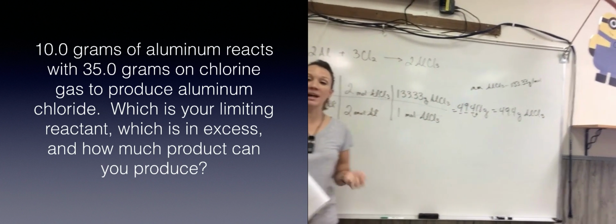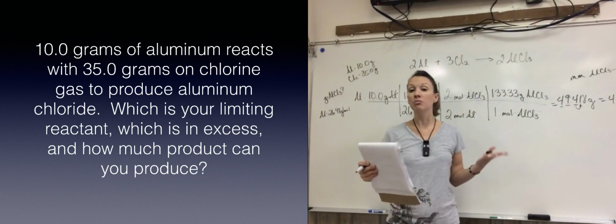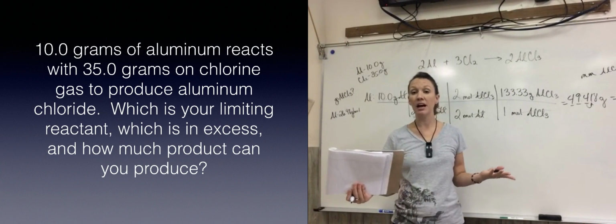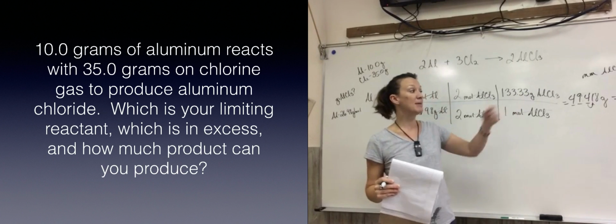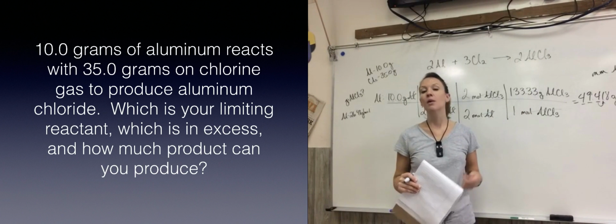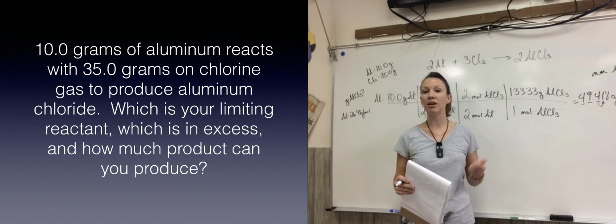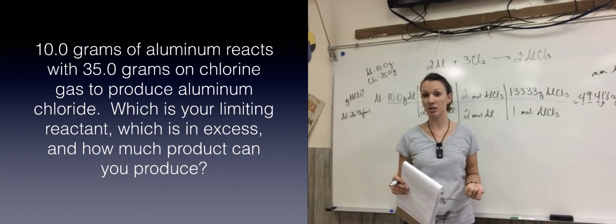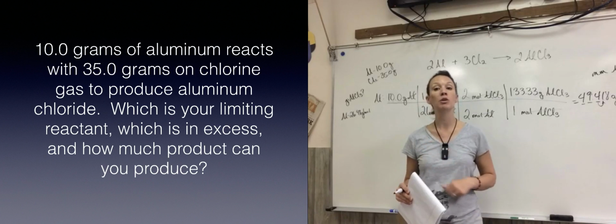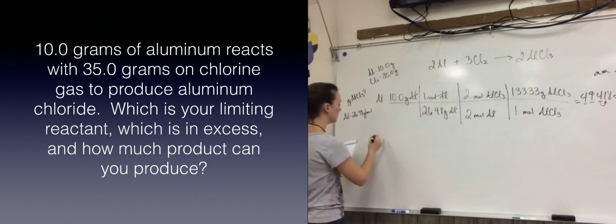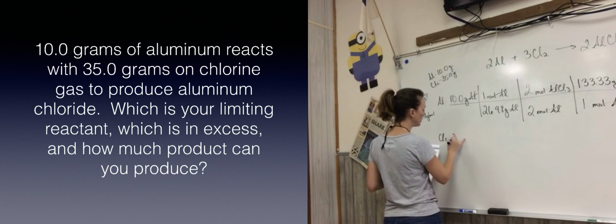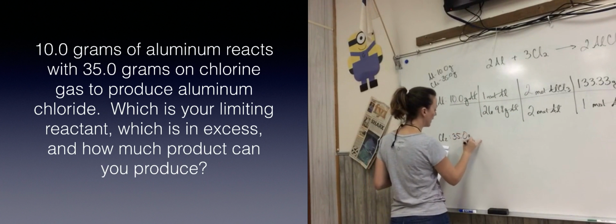So basically what this is saying is, let's say we had 10 grams of aluminum and we had an unlimited supply of chlorine gas. I can make 49.4 grams of aluminum chloride. Okay? But that's not what it asks us to do. It wants us to figure out what our limiting and our excess reactants are going to be. So we need to do another mass-to-mass conversion, but this time we're going to work with chlorine gas. So our starting point for chlorine gas was the 35.0 grams.